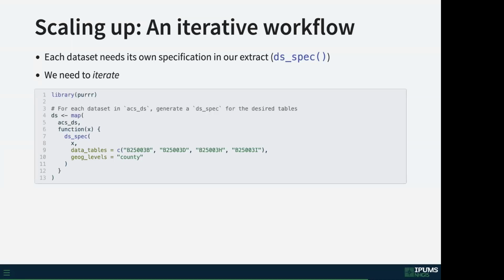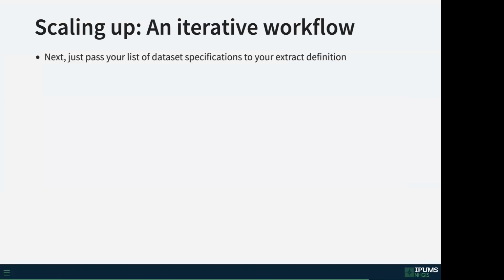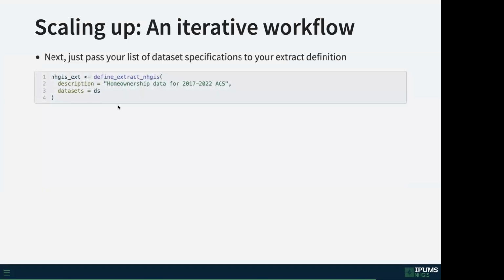So what we're doing here is basically iteratively building specifications for each of these data sets, without having to copy and paste and do it manually. And once we've done that, all we have to do is provide this list of data sets that we just created, this DS variable, to our extract definition.